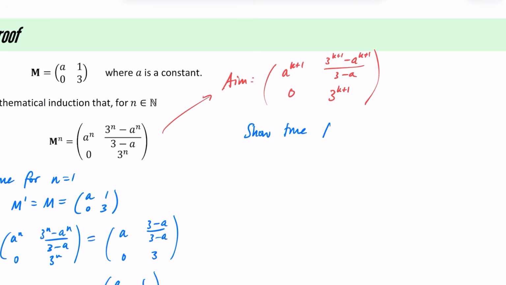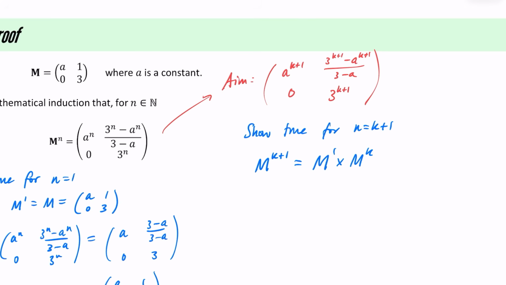So now let's show that it's true for n equals k plus 1. In other words, we're trying to do m to the power of k plus 1. Well, m to the power of k plus 1 is m to the power of k multiplied by m. Or we could think of it as the other way around, m multiplied by m to the power of k. Remember, you can add the powers together like this.